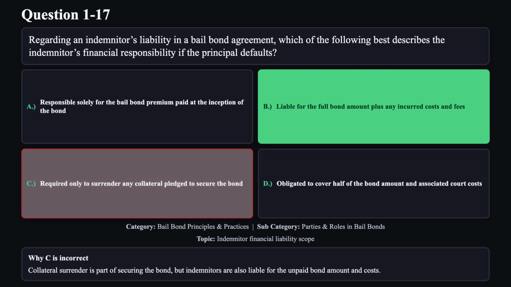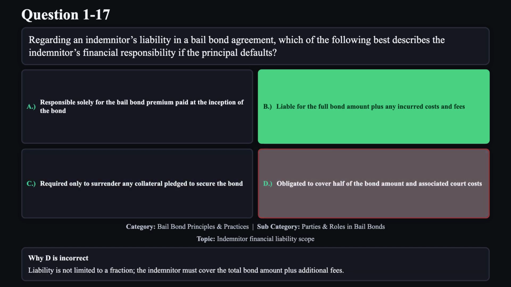Reason C is not correct. Collateral surrender is part of securing the bond, but indemnitors are also liable for the unpaid bond amount and costs. Reason D is not correct. Liability is not limited to a fraction. The indemnitor must cover the total bond amount plus additional fees.